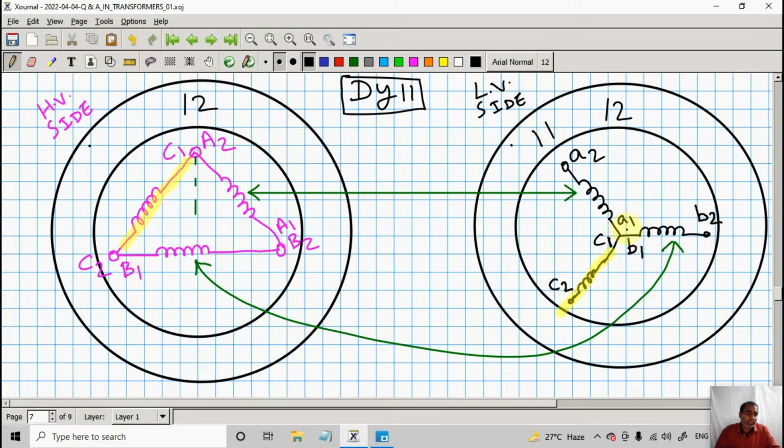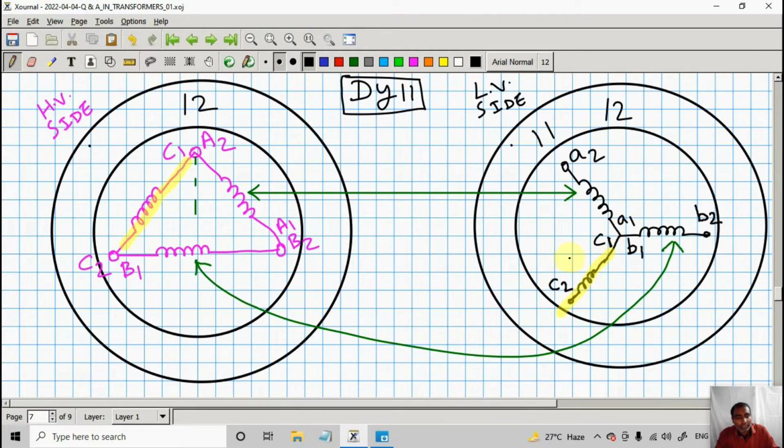So I am saying that terminals A1, B1, C1 should have the same polarity. Prior to making this connection, we should check the polarities of the terminals, and then only are we able to make the connections. Those terminals which have the same potential on the low voltage side, LV side, will be connected together to form the star point or neutral point A1, B1, C1.